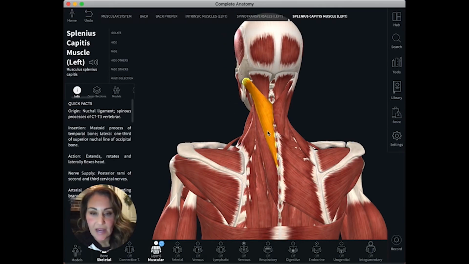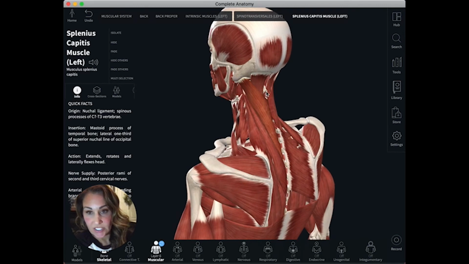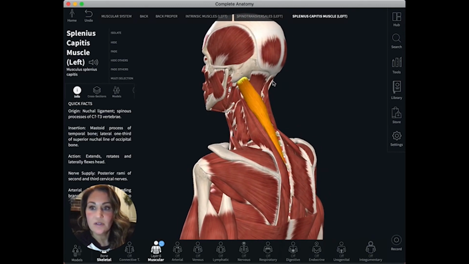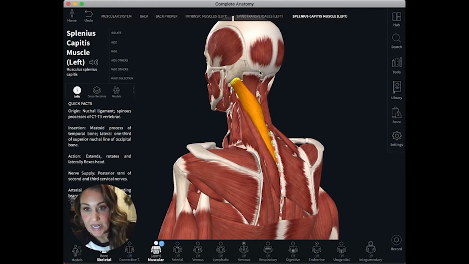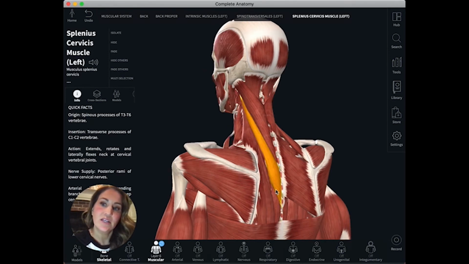So the splenius capitis has its origin on the ligamentum nuchae, as well as the spinous processes of C7 to T3. And then its insertion is going to be both on the occipital bone and on the mastoid process. So it does cross the neck joint. And then the splenius cervicis, its origins are different, but it's going to assist the splenius capitis in the same movement. But the origin for the splenius cervicis is on the spinous processes of T3 to T6.